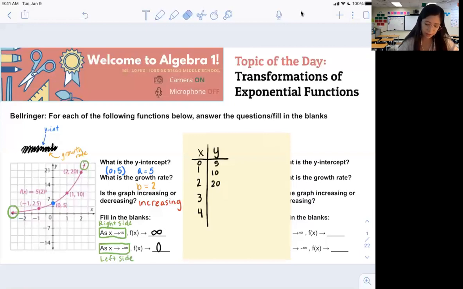And then remember yesterday's class, whenever you have a table, how do you figure out the growth rate? Who can remind me? Alyssa, you got it. Can you put it on public? You got it.